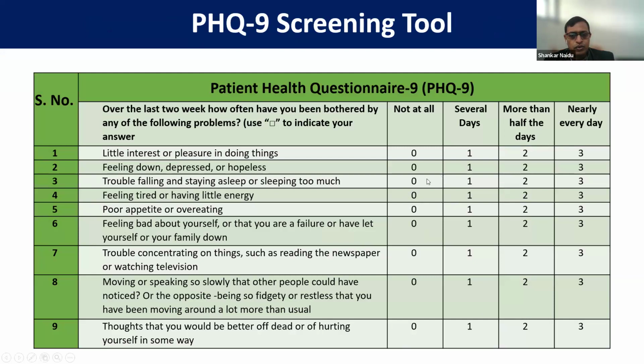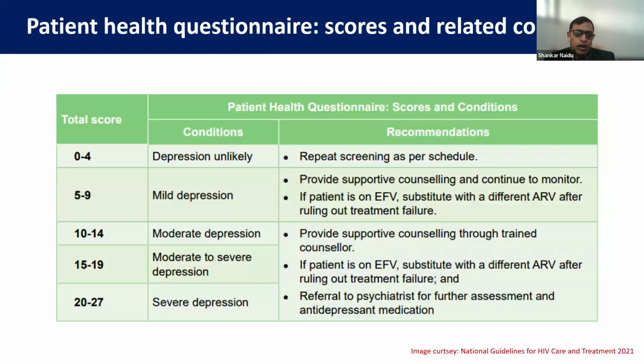And the cumulative score will be calculated by adding the scores of the individual questions. Based on the cumulative score that we get, the patient can be labeled as having depression or not having depression. A cumulative score of 0 to 4 means depression is very unlikely. However, we need to be vigilant and screen them in subsequent visits as well.